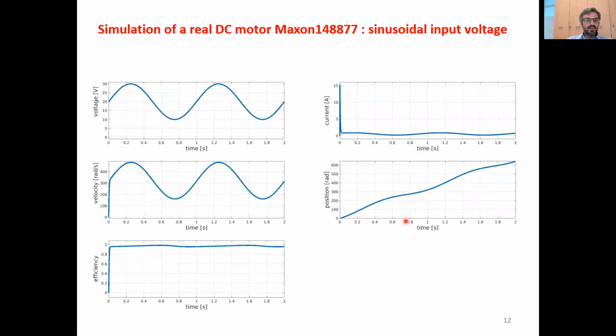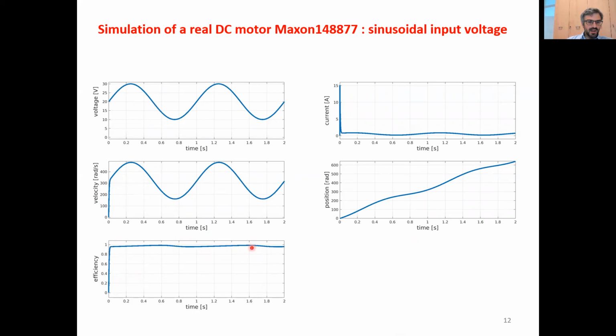Then if you look at sinusoidal input, we have sinusoidal input voltage, and the velocity will quickly go to this steady situation. I need to check why this is happening so fast.